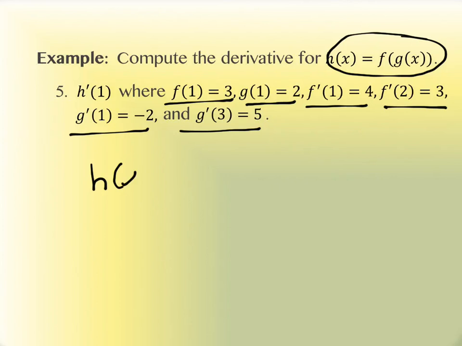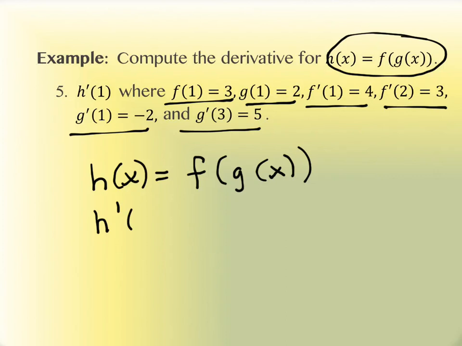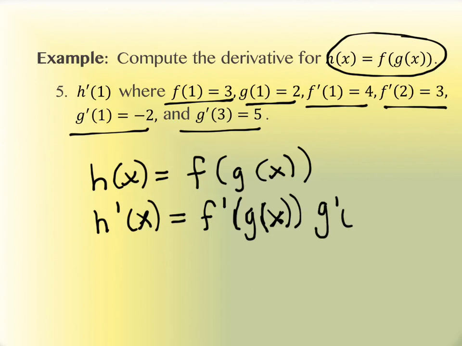We know that h of x equals f of g of x. And the very first thing we did today is that we actually wrote down a way of finding h prime of x. So what does the h prime of x formula actually look like? F prime of g of x times g prime of x. Okay, this is exactly the chain rule, right? So that's what we're going to be working with.